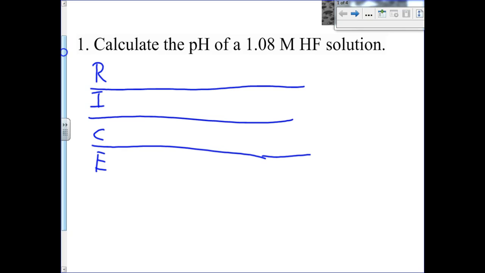We need our reaction first. We're looking at hydrofluoric acid. So we're looking for the dissociation of hydrofluoric acid as our reaction. HF. That's what we got. Again, if you include water, that's perfectly fine. The only difference is you're going to get hydronium instead of hydrogen. The only difference.